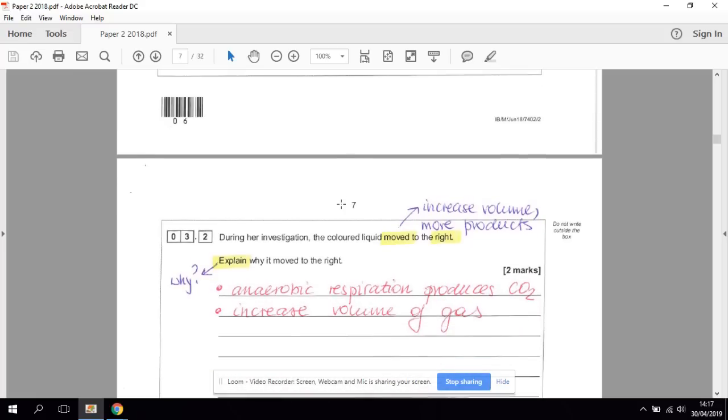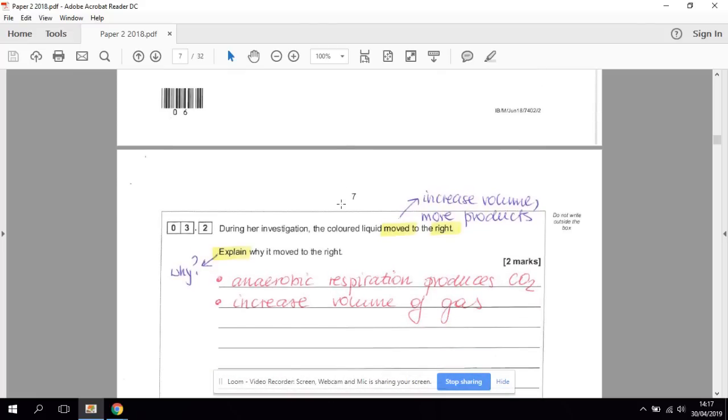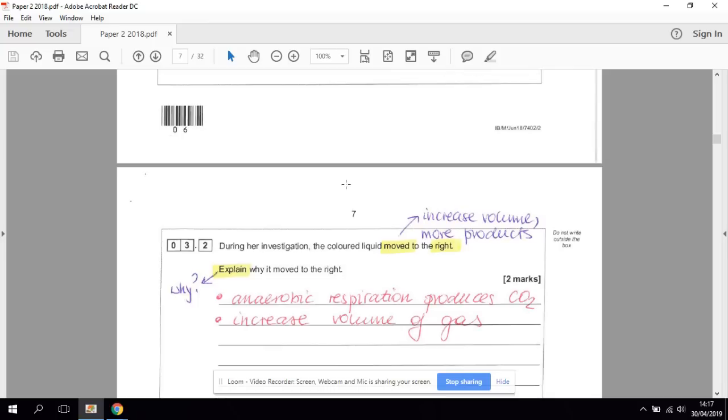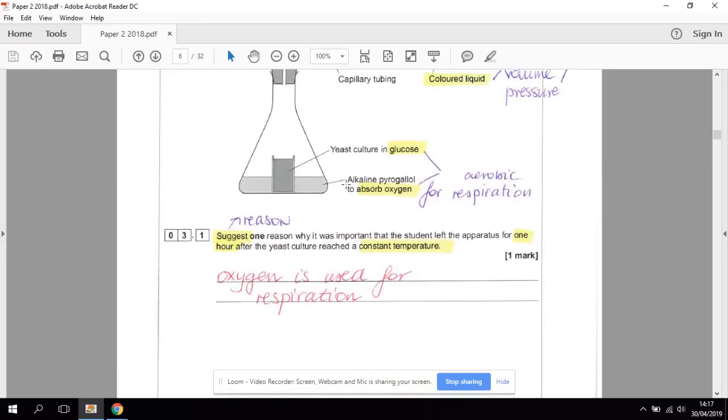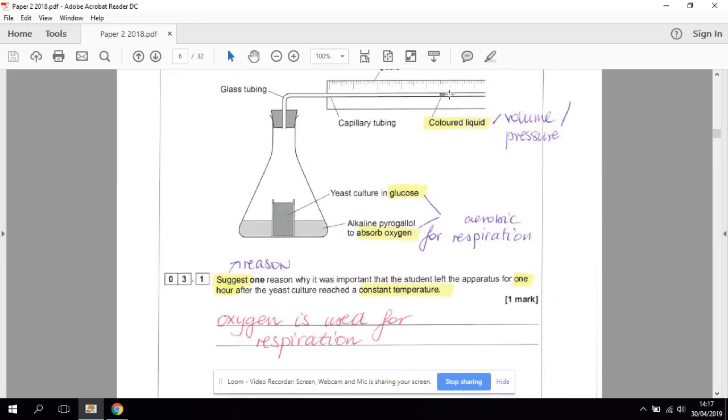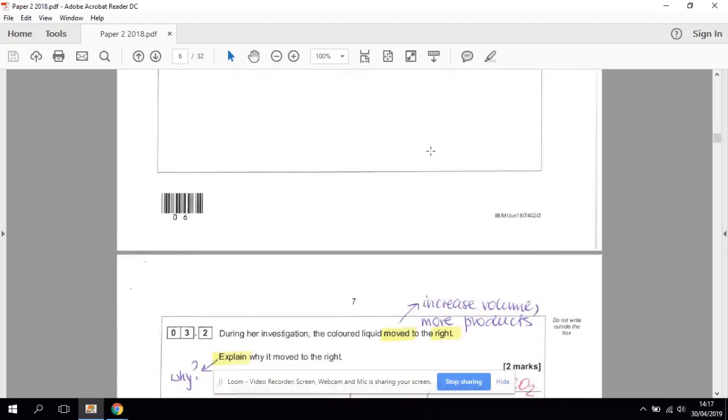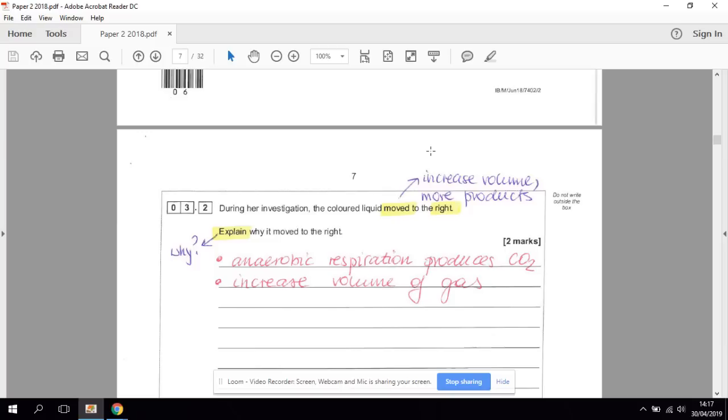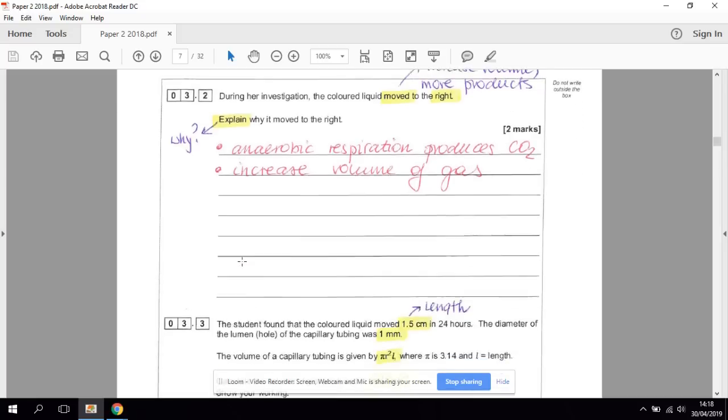Then we've got the investigation and the coloured liquid moves to the right. So let's go back to the picture. It moves that way to the right, which means that the volume here increases. So as I said before, thinking why does it increase? What could possibly be produced? What are the products? So products of anaerobic respiration, sorry, anaerobic respiration produces carbon dioxide, so that increases the volume of the gas.